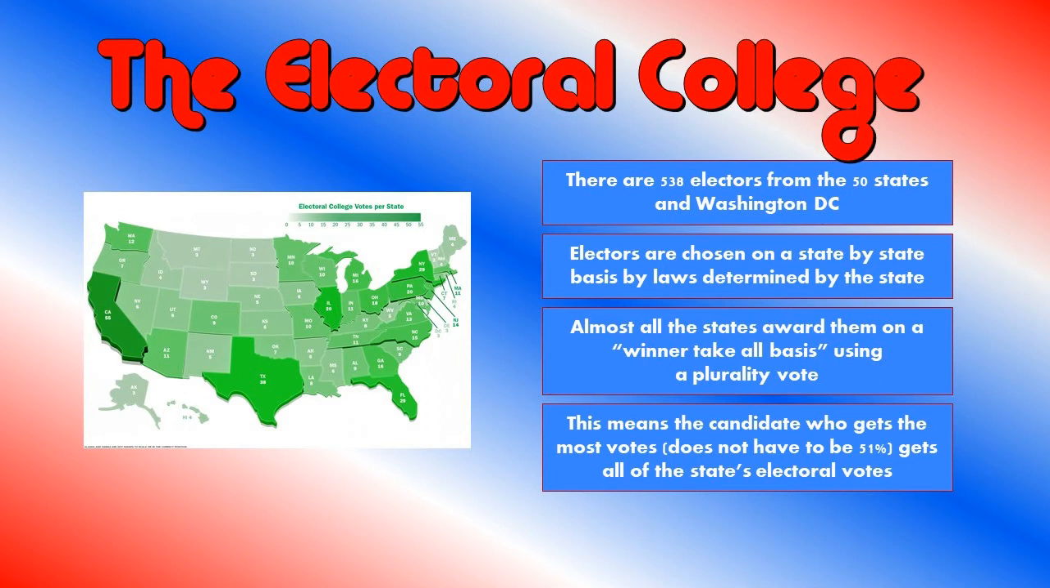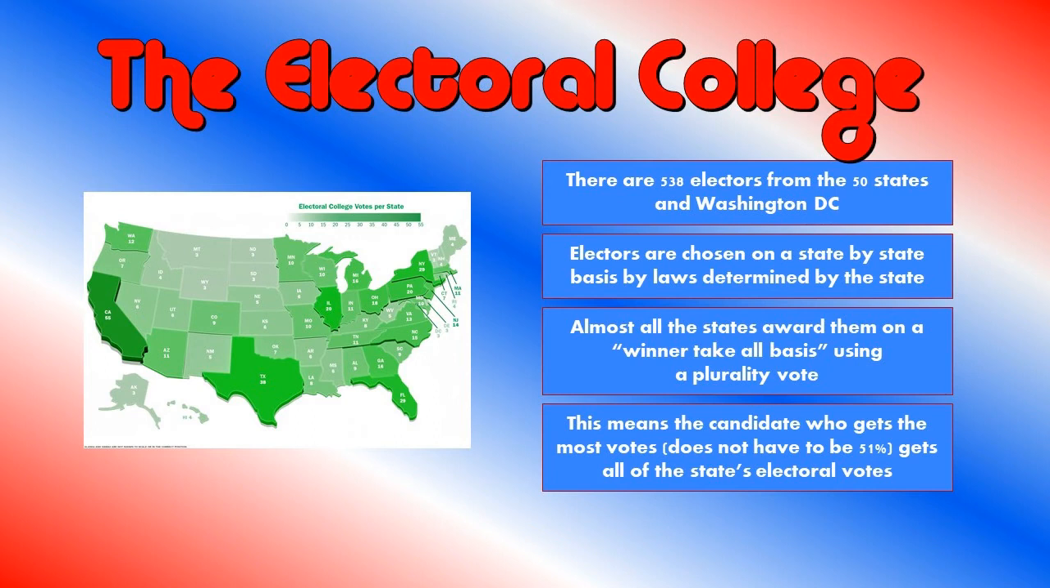Just about every single state, 48 of the states, all of them but 2, award the electors on a winner-take-all basis using a plurality vote. That means that the candidate who gets the most votes in a state is going to get all of the state's electoral votes. That's what the winner-take-all means. The plurality part means that it goes to the candidate who gets the most. It does not have to be 51%.